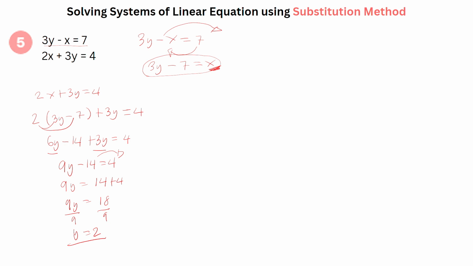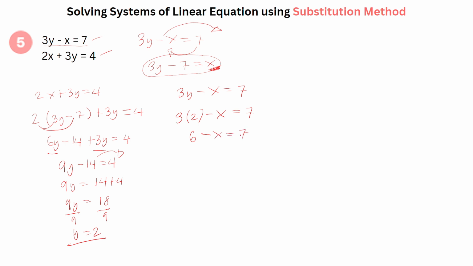We still have to solve for the value of x. Let's select either of the two equations. Maybe let's use 3y minus x equals 7. What's the value of y again? The value of y is 2. So 3 times 2 minus x, there's no value of x yet, equals 7. What's 3 times 2? It's going to be 6, and then minus x is equal to 7.